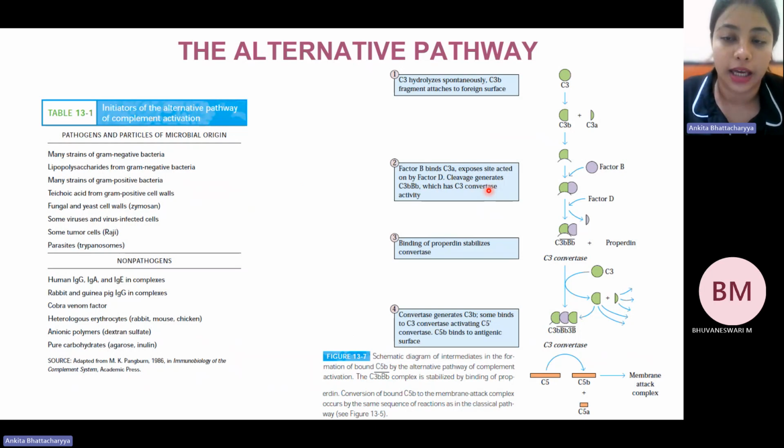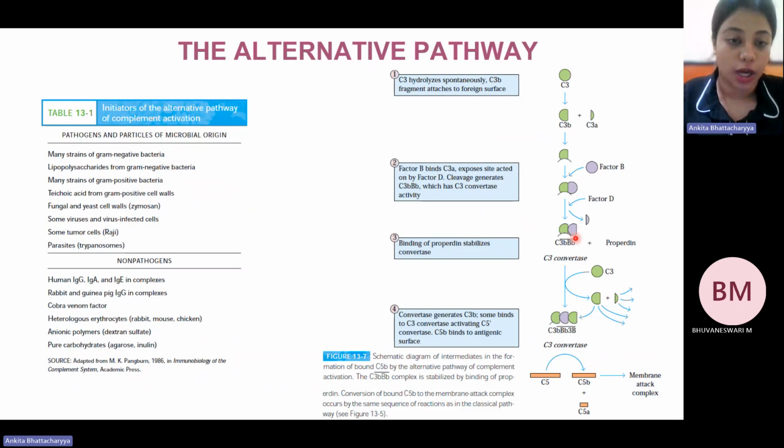When it does so, C3b attaches to the foreign surface, and after this, factor B is able to bind, exposes the site acted upon by factor D, and this generates a C3 convertase. What is that C3 convertase? It has factor B, factor D, and the cleaved fragment from C3. The resultant fragment formed is C3bBb, and this serves as a C3 convertase. What this is doing is amplifying the amount of C3 convertase which is generated.